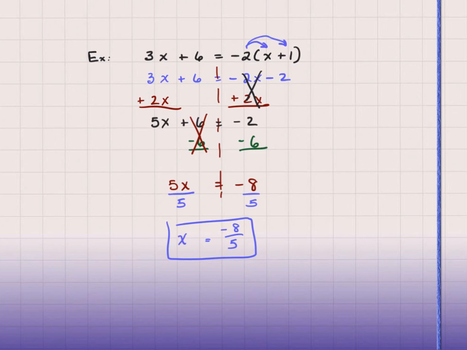You should do well on this homework. Tomorrow we cover this with just some tougher problems, a little more distributing on both sides and variables more frequently on both sides.